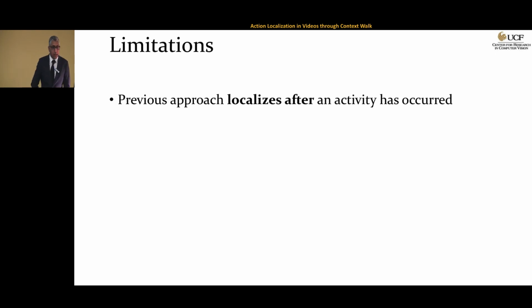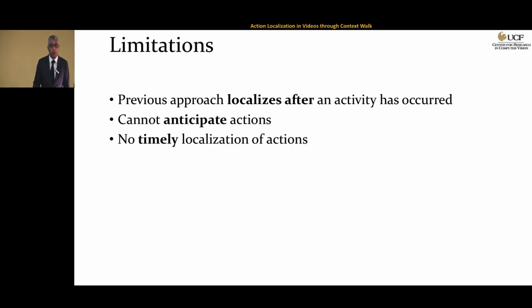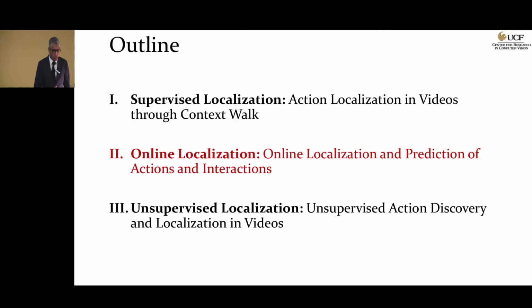Firstly, all these previous approaches localize action after an activity has occurred. So mostly all of these approaches are offline, which means you look at the entire video and then you say where the action is, what the action is. This kind of approach cannot anticipate actions. Let's say you have a surveillance video where you want to detect an action right when it occurs or before it occurs. We can't necessarily do any timely localization of actions, which is very important in case of any alarming situation. So the next part of the dissertation would focus on an online way of localizing actions in a streaming video.